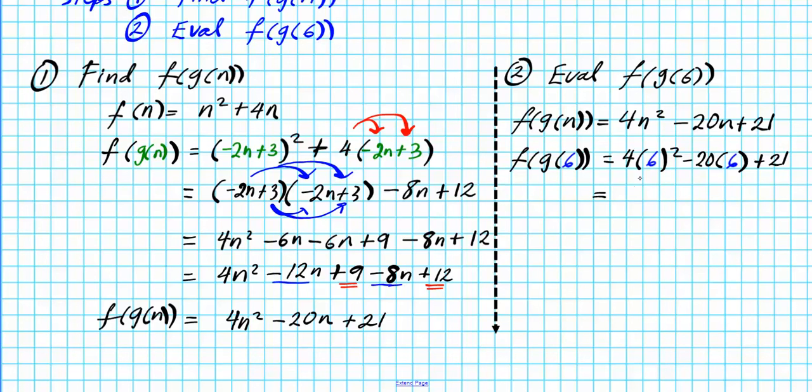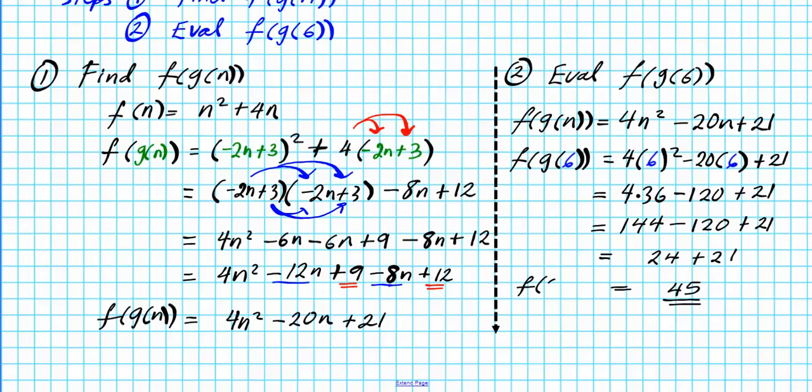All right, now let's go ahead and reduce that using order of operations. I want to do the exponents first. So 6 squared is 36, 4 times 36. We can multiply these two to get 144 minus 120 plus 21. 144 minus 120 is 24. 24 plus 21, your final answer is 45. Okay, so that is f of g of 6.